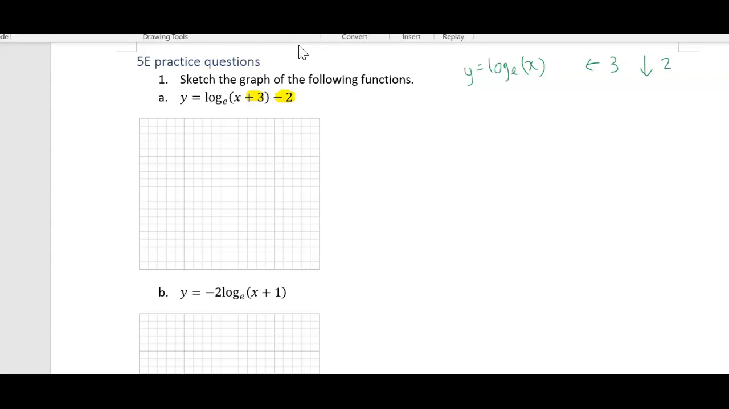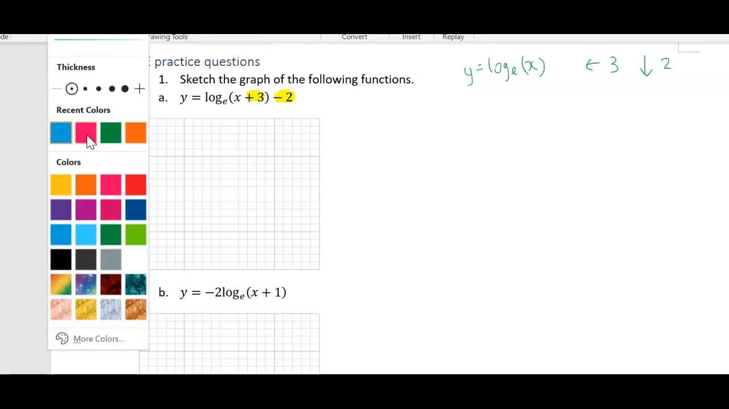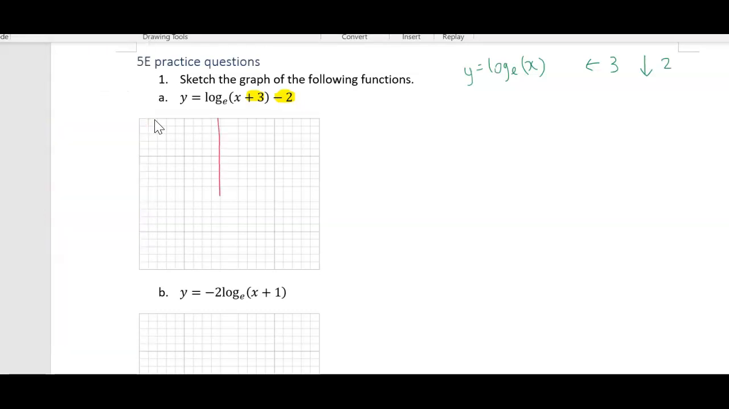Okay, so that +3 and the -2, it's the same as if it was a parabola. But when we're sketching, it's probably a good idea just to draw your asymptote and then plot your x-intercept and your y-intercept. So that's what we're going to do. All right, so I'm going to put my axes on. Now, your asymptote before was the y-axis. It's shifted to the left 3, so let's put that in. So x = -3.